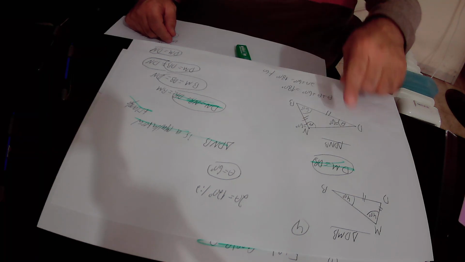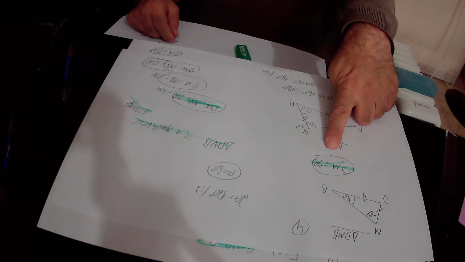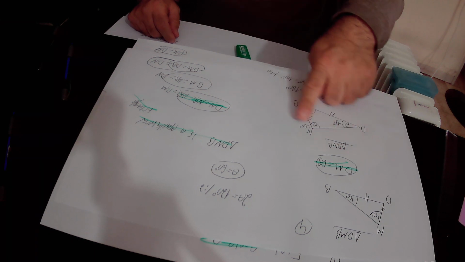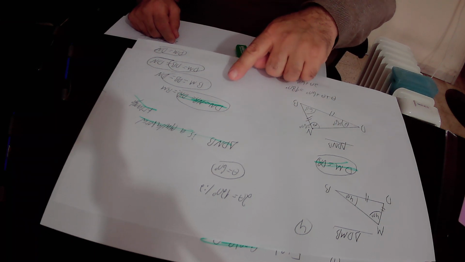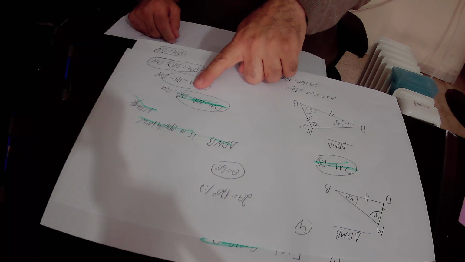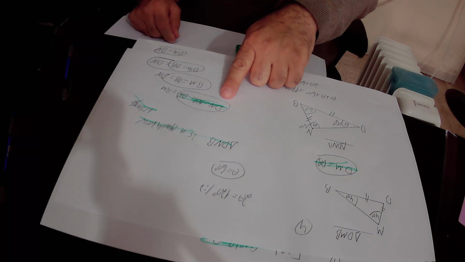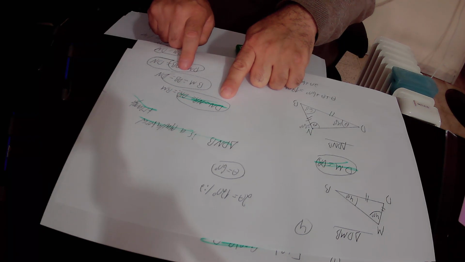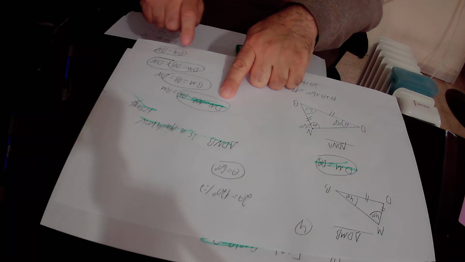We have already found out that DM equals DB from one side, but from the other side, DB equals NB equals DN. So DB also equals DN. Okay? From one side, DB equals DM, and from the other side, DB also equals DN.